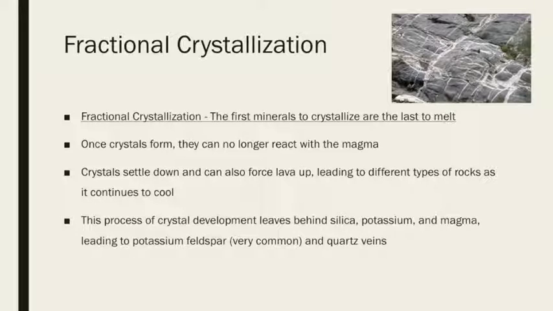So this process of crystal development ultimately leaves behind the silica, the potassium, and magnesium, it should say, not magma, leading to potassium feldspar, which is one of the minerals you looked at, the pink one, and is very common in Earth's crust. And then you'll also get a lot of quartz veins from this process.